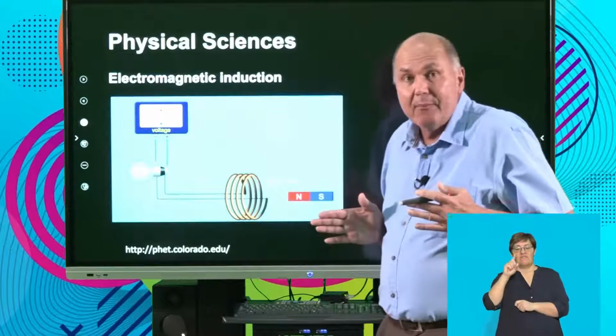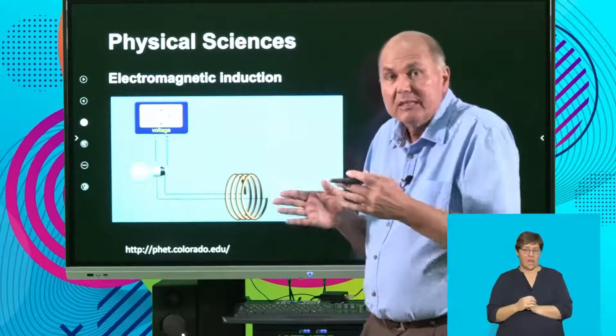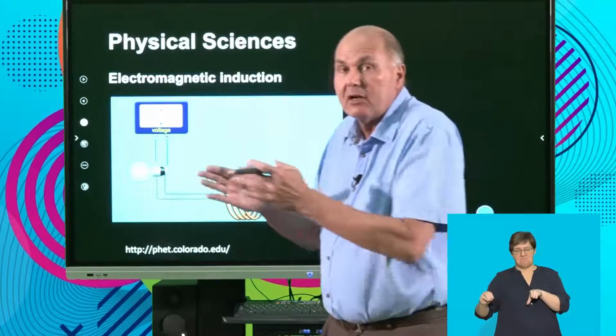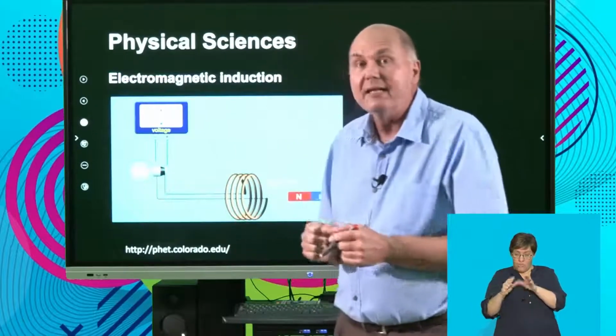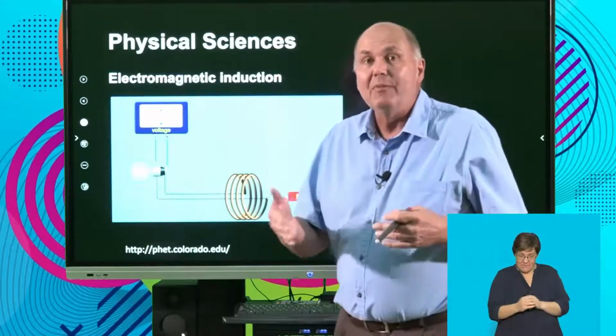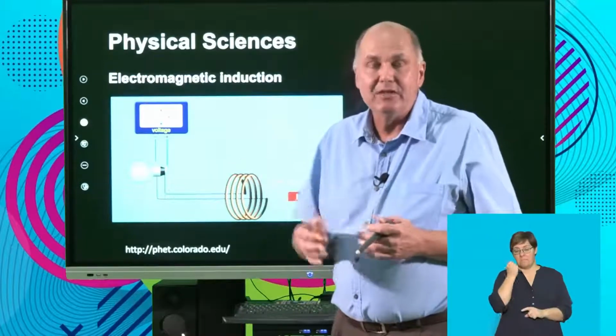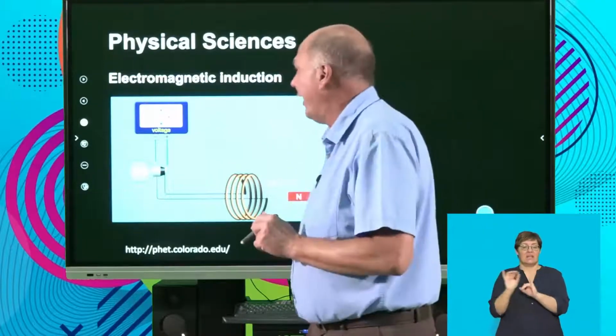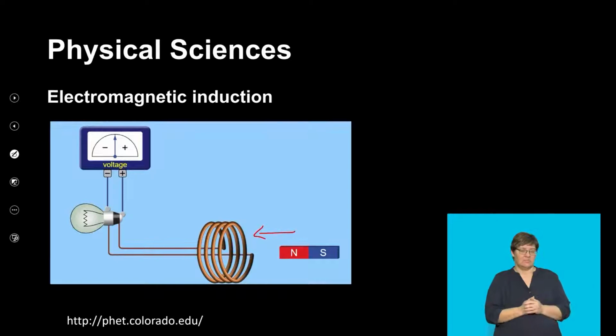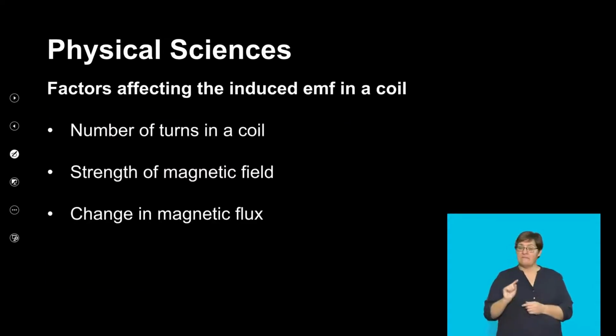When the magnet is far away from the coil, there are not many field lines. As it comes closer, there will be more field lines. And so we can determine what's going to affect the induced current. There are a number of factors to look at. And so the first thing that we're going to say is, what are these factors?